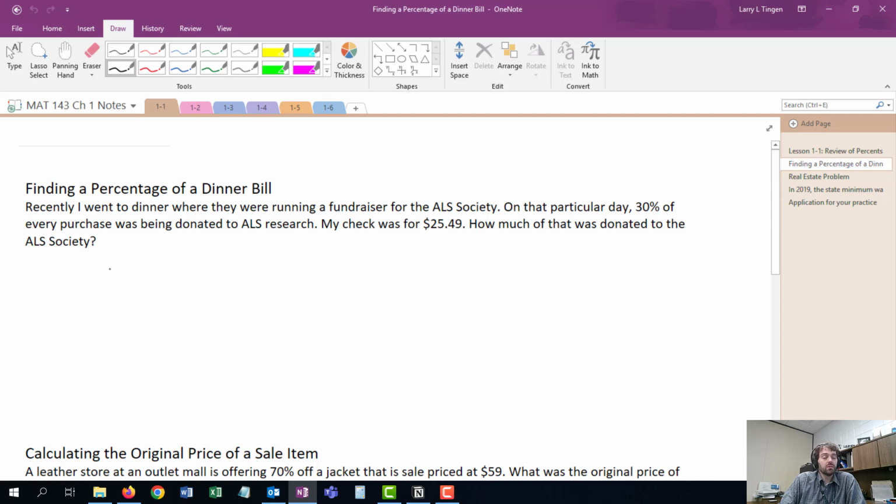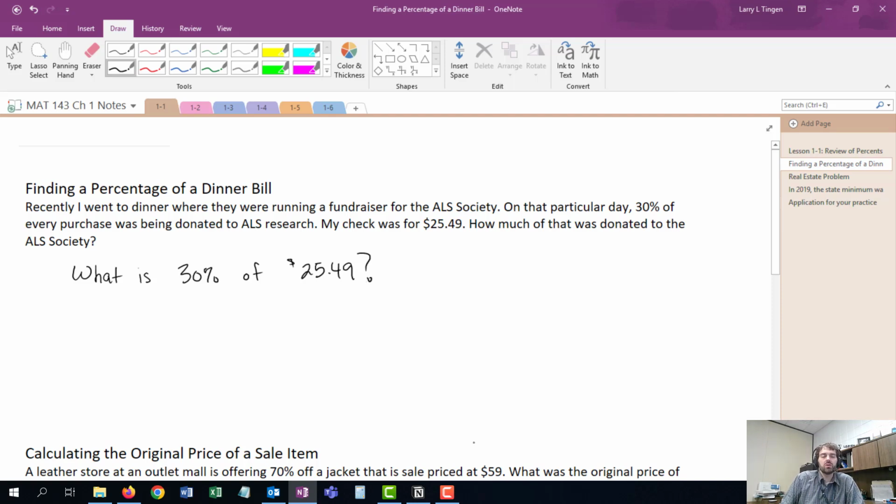The question, while a valid question, we always like to try to take a math problem, take an application problem, and turn it into a strictly math problem. I'm looking for how much money of that check went to the ALS Society. I know the check is $25.49, and 30% of it went to ALS. So let's break this down. All I'm really asking is, what is 30% of 25.49?